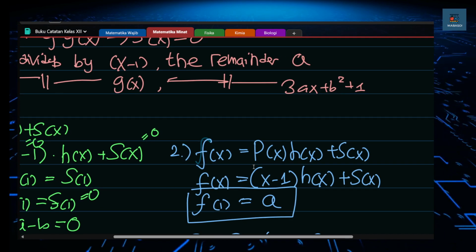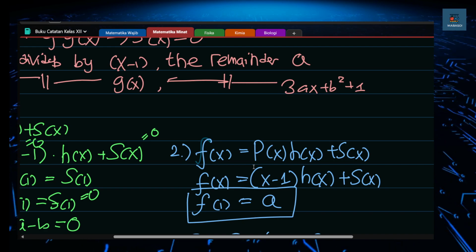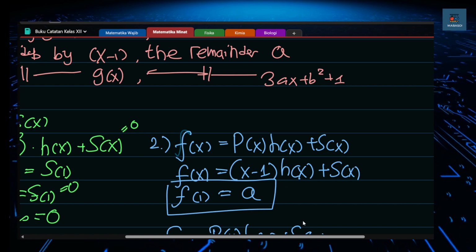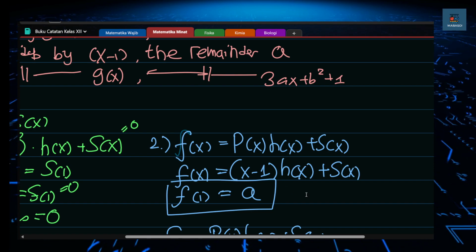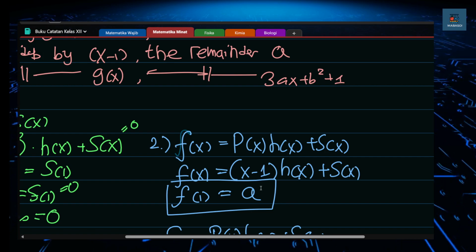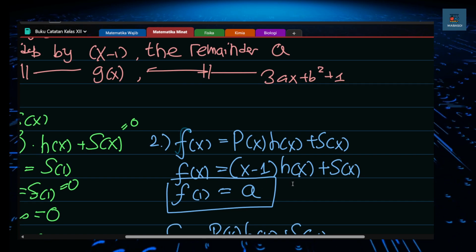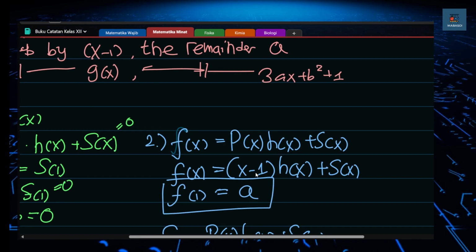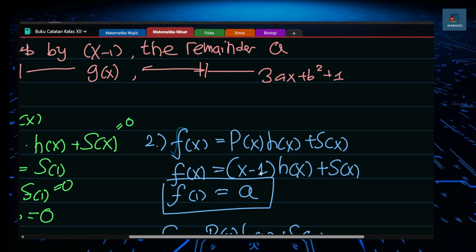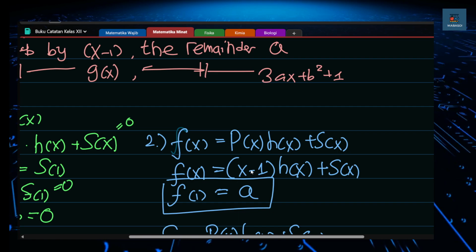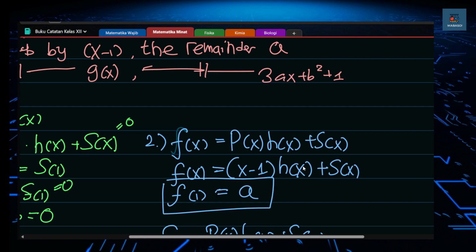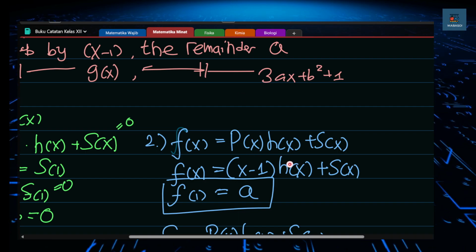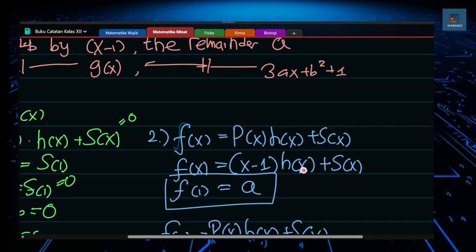So f(x) equals (x minus 1) h(x) plus s(x). Now, of course, we could choose a random value of x, but I'll use x minus 1, so x equal to 1. If I substitute x equal to 1 into this equation, the quotient term would be equal to 0, so we don't have to find the value of h(x).